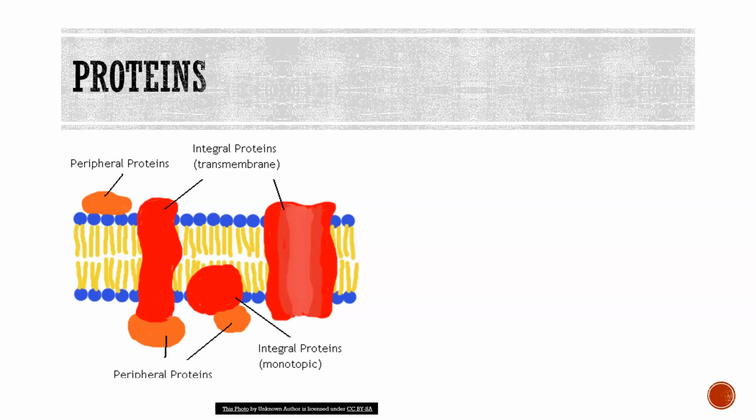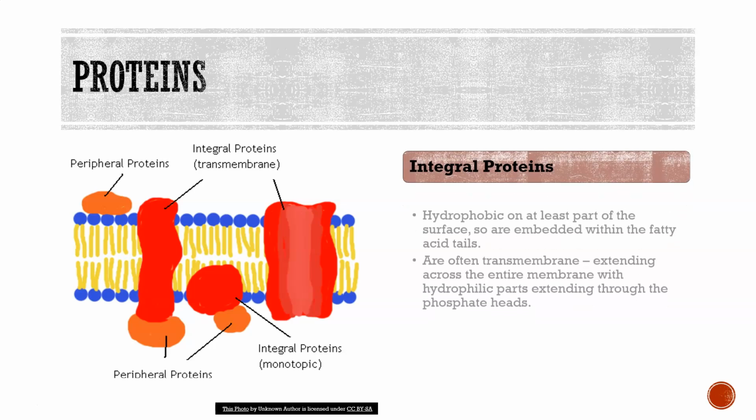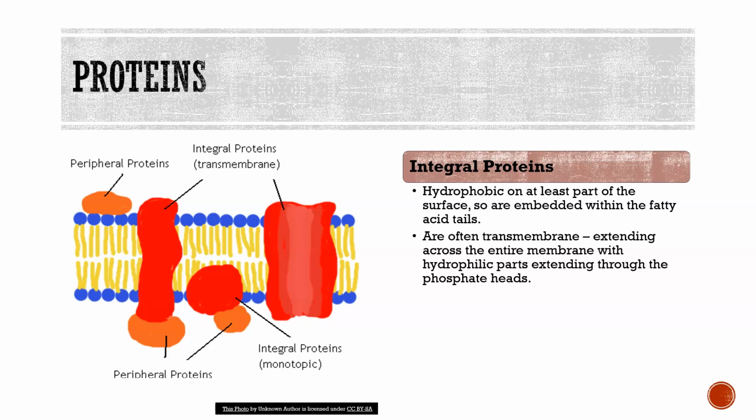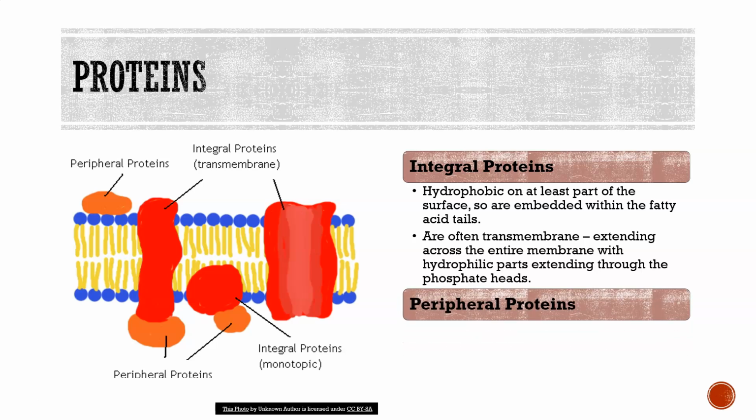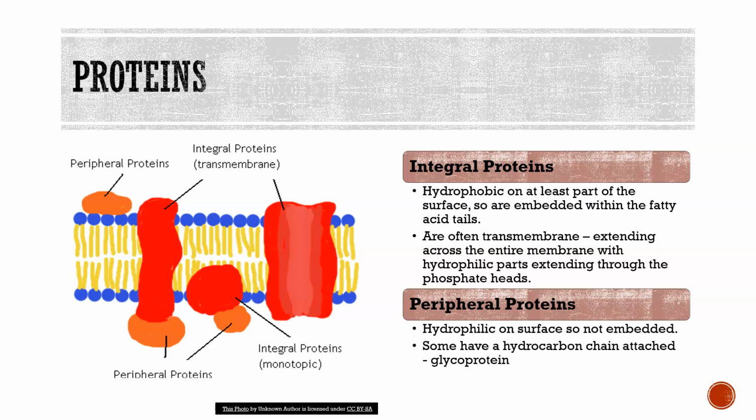Now, our proteins can be described in two ways. They can be integral proteins, and generally these have parts of them that are hydrophobic, so they sit within the membrane, and these often go transmembrane, across the entire membrane. We also have peripheral proteins, which are found on the edge of the plasma membrane. These are generally hydrophilic, so they're found on that hydrophilic surface. Some can have hydrocarbon chains attached, and we quite often call them a glycoprotein.